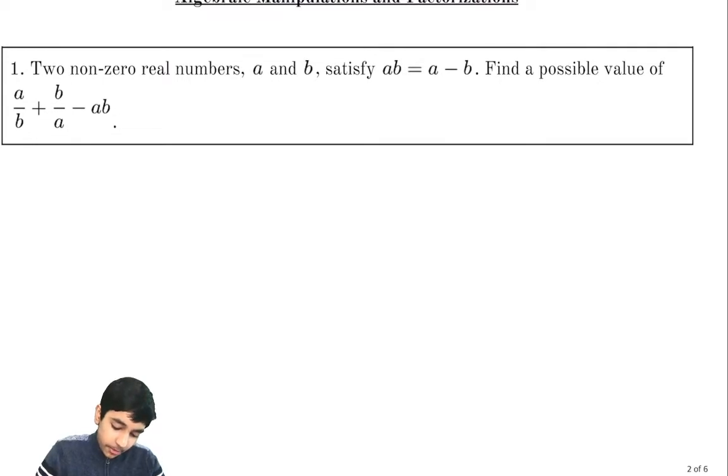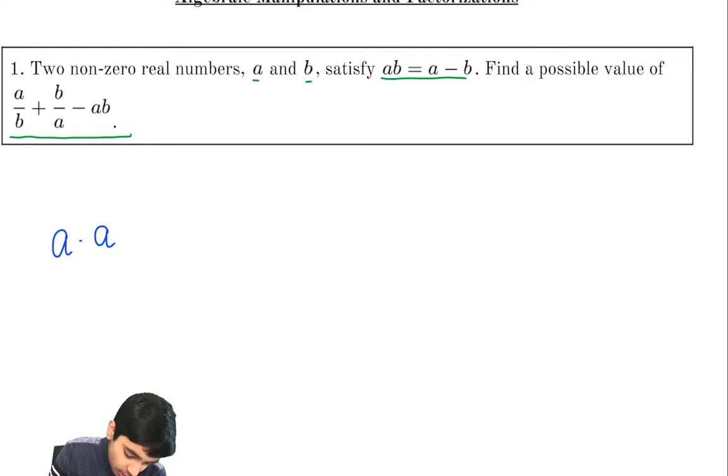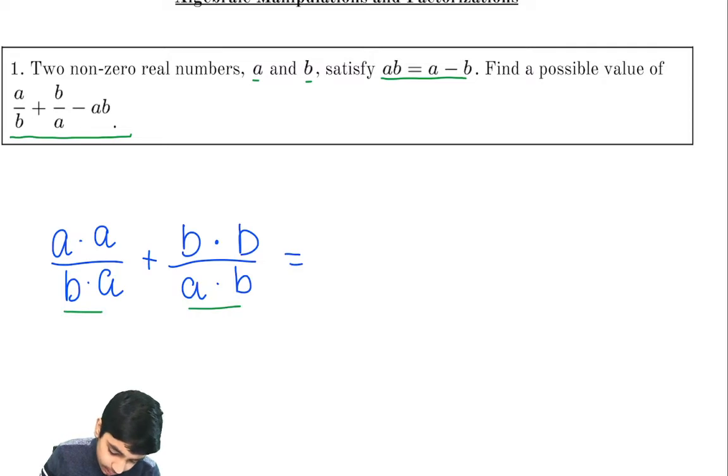Two non-zero real numbers, a and b, satisfy ab = a minus b. Find a possible value of a divided by b plus b divided by a minus ab. So whenever you have fractions, you always want to try to find a common denominator. So you can rewrite this as a times a over b times a plus b times b over a times b, which is, well, both denominators are ab, so it's a squared plus b squared over ab.